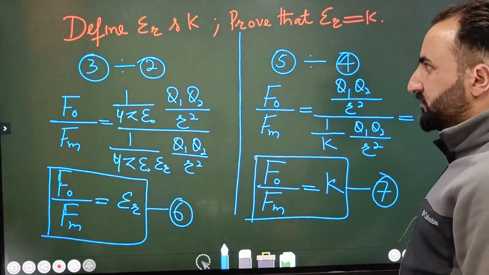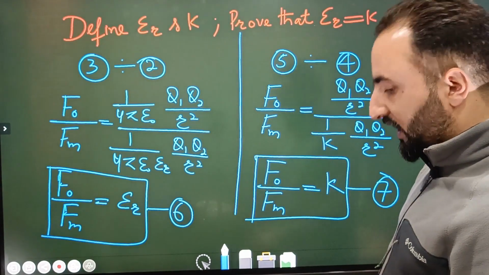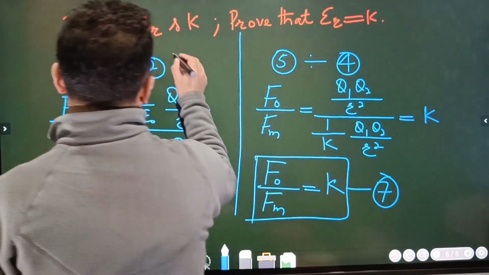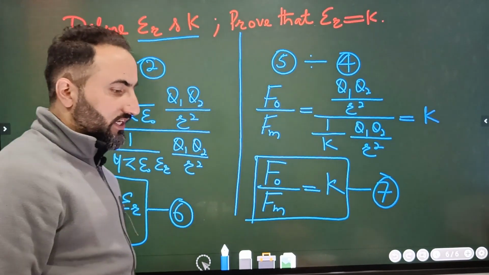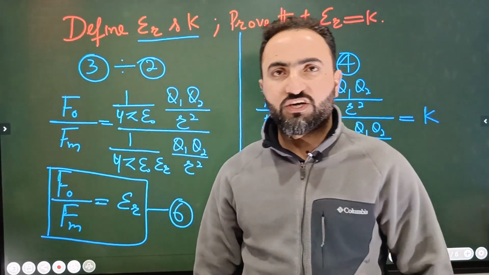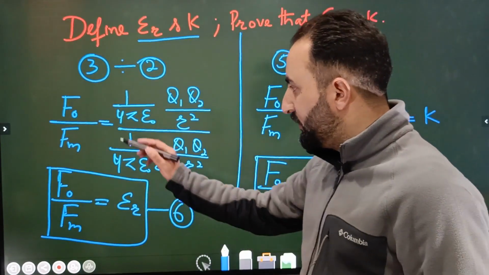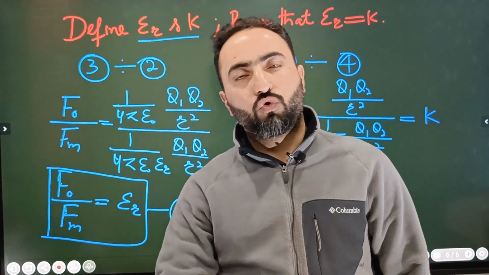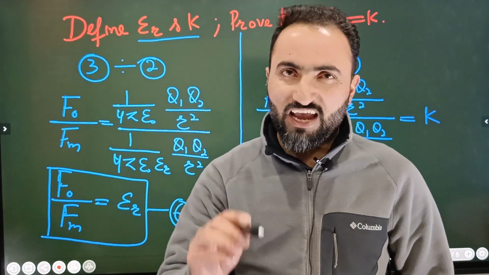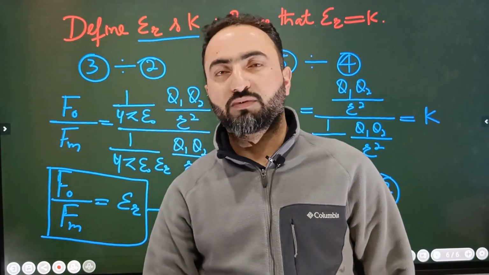I'm sure आपको अच्छी तरह से समझ में आया होगा बेटा. Next we have to define what relative permittivity and dielectric constant are, and you have to prove that this relative permittivity is called dielectric constant. Now you can clearly see from equation number 6 and 7 that this relative permittivity is the ratio of the force between 2 point charges separated by vacuum to the force between the same point charges separated by the same distance but separated by some medium. ठीक है ना बेटा?